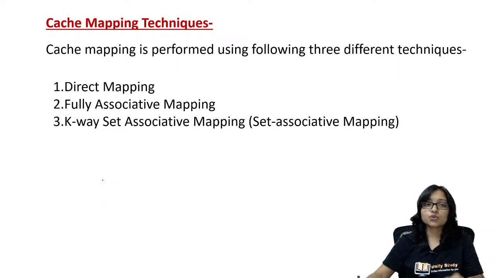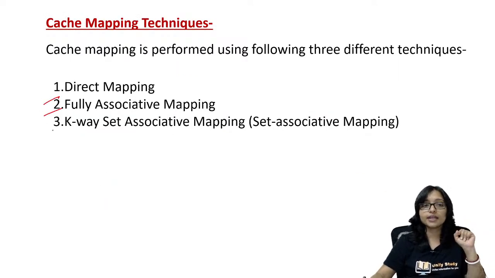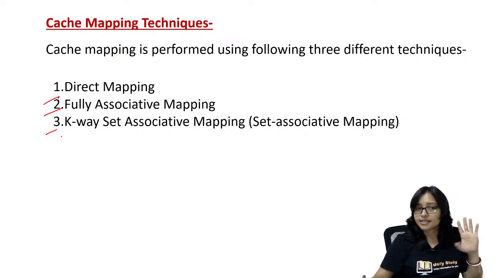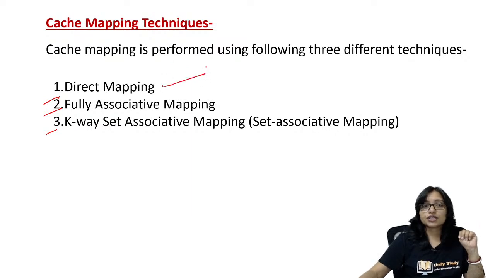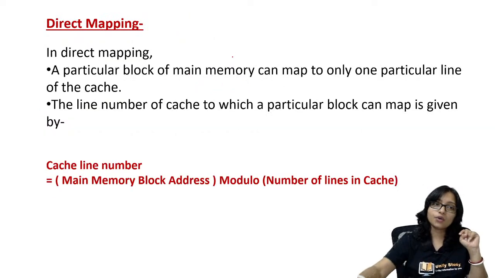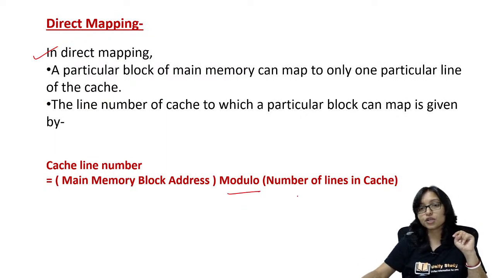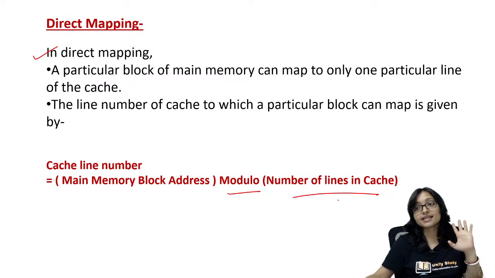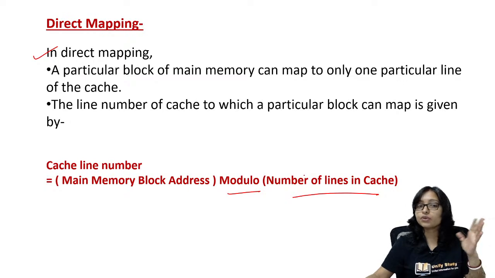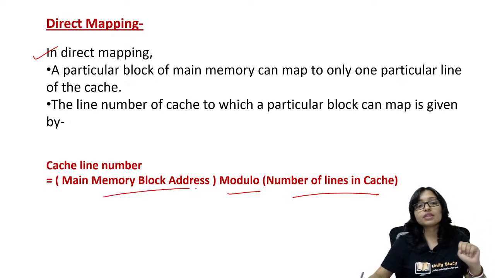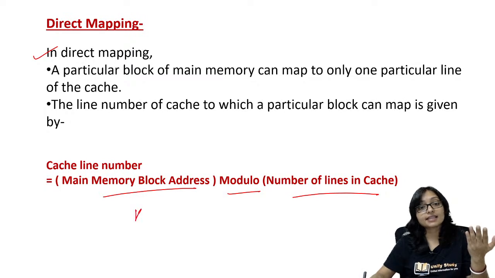Now come to this: what is the difference between direct, fully associative and K-way associative? Exactly what is the difference? See that, direct means it is just exactly like the hashing, only one place. How will it be? In the direct cache we will do the modulo operation with the number of lines, just like the hash table. Whatever the size of the table, we will do the mod operation with the block number, that is just like the key.